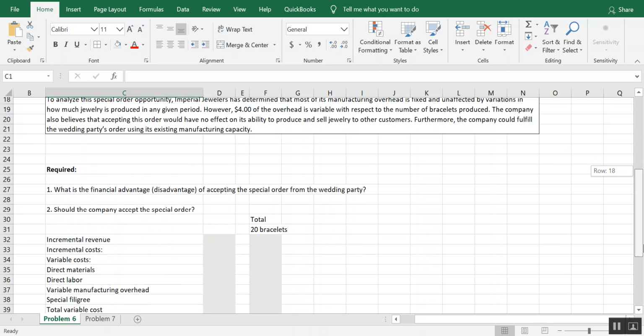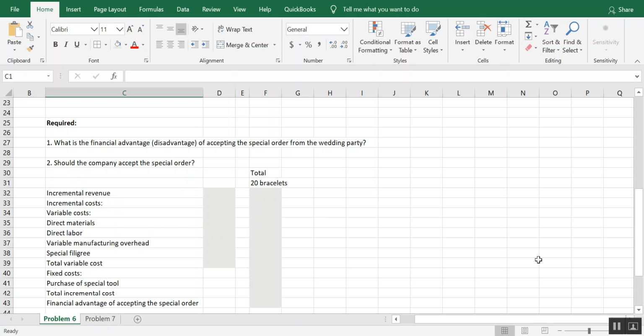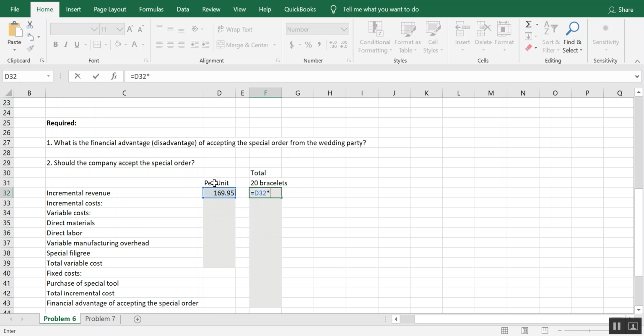So I want to walk down here to the calculation itself. So this is in the first column a per unit basis, and this is going to be what we looked at in the problem. So we're going to sell these to the wedding party for $169.95, and we're going to sell 20 bracelets. So we're going to take that times 20.